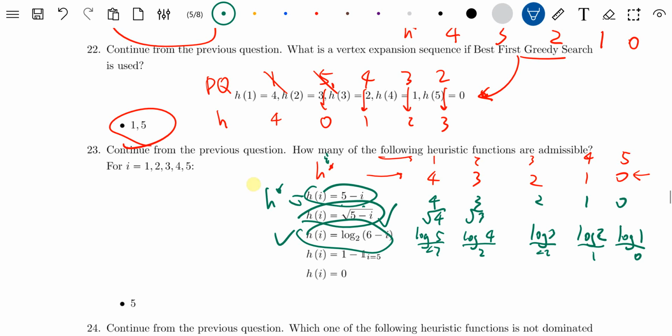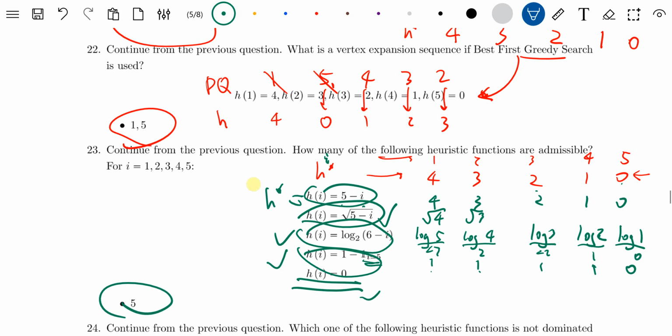And the next one, 1 minus whether it's 5. Except for when it's 5, this is 0. So it's 1 minus 0 is 1, 1 minus 0, 1 minus 0, 1 minus 0. And when it's 5, it's 1 minus 1, so this is 0. Let's compare. 1 is less than 4, 1 is less than 3, less than 2, equal to 1. 0 is okay. So this one is okay too. A heuristic being 0 is always okay. So that's why there are 5 of them.